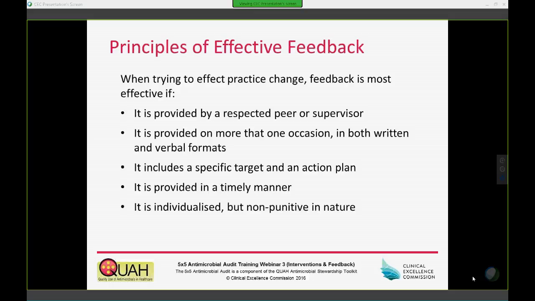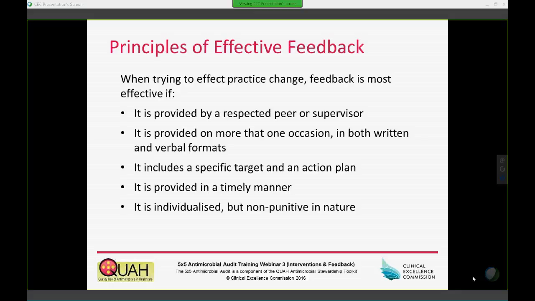It should include a specific target and an action plan. So, for example, we often recommend a target of at least 95% for both of our 5x5 indicators. And when the results are falling short of that target, you'd be expected to provide some advice with regards to how further improvements could be made.